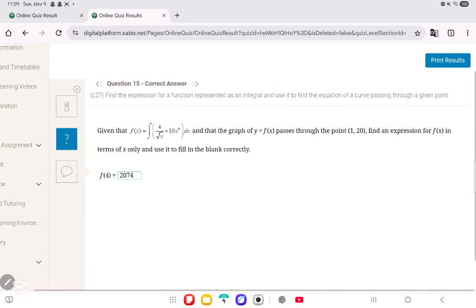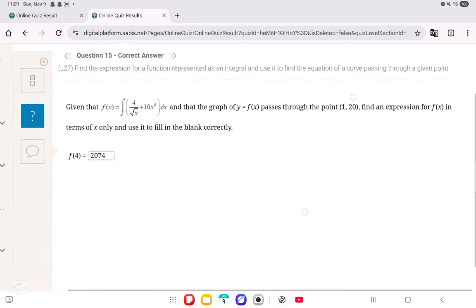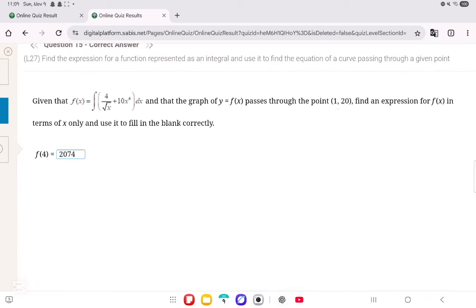We'll move on to question number 15. They want us to do the integration of this. They want f of 4. So we need to do an integration, and whatever value we get, we need to substitute for f(4). Oh, okay, this is a nice question. Look at this. We need to do the integration. So I don't like to see anything like this, so I will move this up.